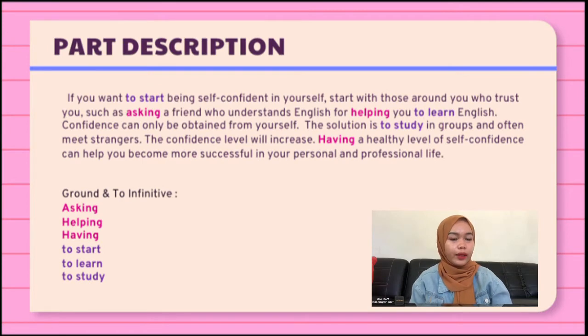Next, if you want to start being self-confident, start with those around you who trust you, such as asking a friend who understands English for help to learn English. Confidence can only be obtained from yourself. The solution is to study in a group and often with strangers. The confidence level will increase. Having a healthy level of self-confidence can help you become more successful in your personal life. And the gerunds are asking, helping, and having. The to infinitives are to start, to learn, and to study.